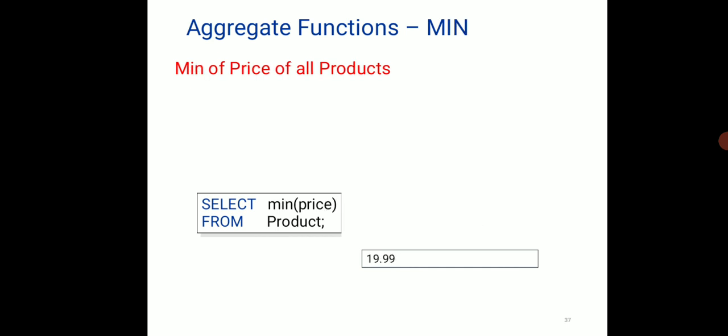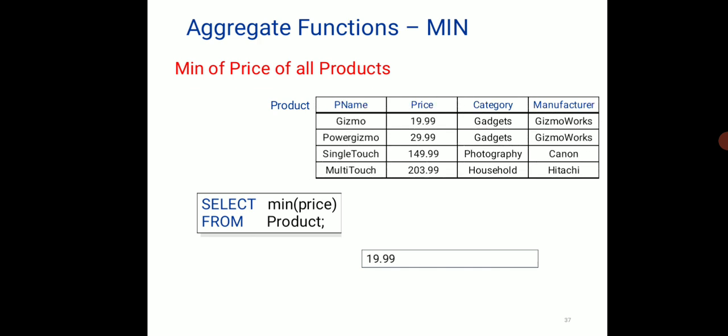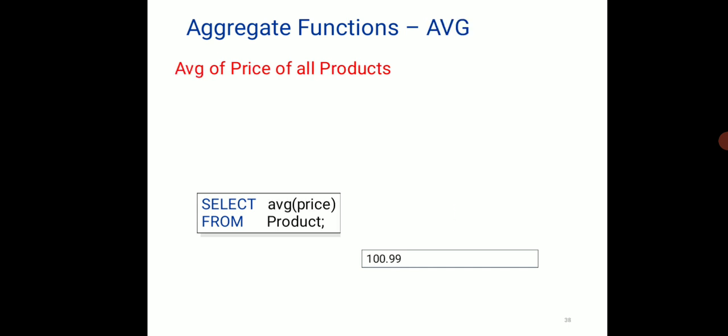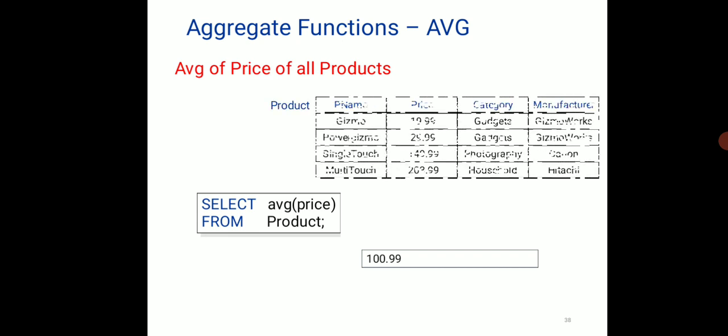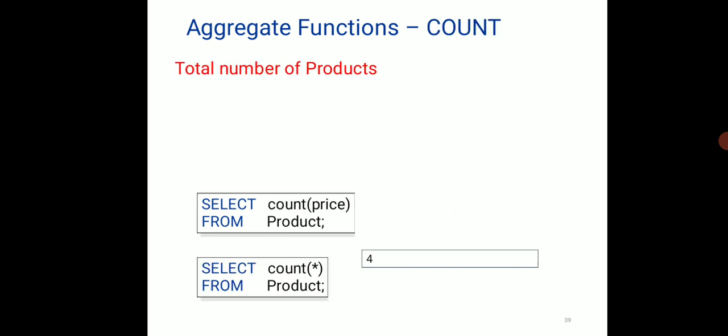Next one, min function. It will display the minimum price of all products. Here what is the minimum value? 99.99. Automatically the output will be displayed. Here average price of all products, average will be displayed for the price attribute. So you have to find the average for the price attribute. The answer is 100.99, right?